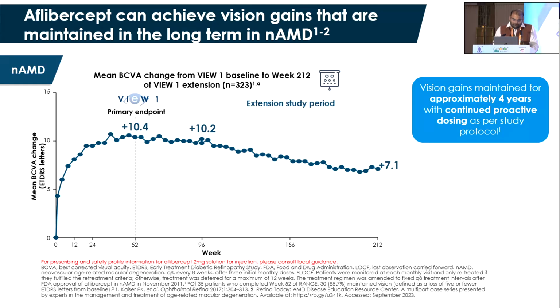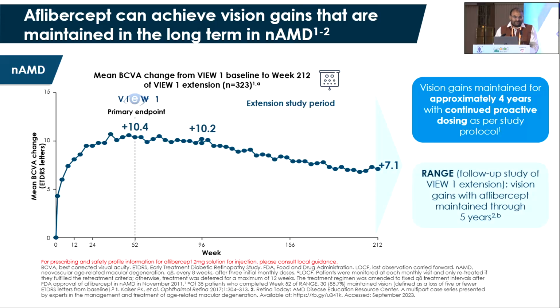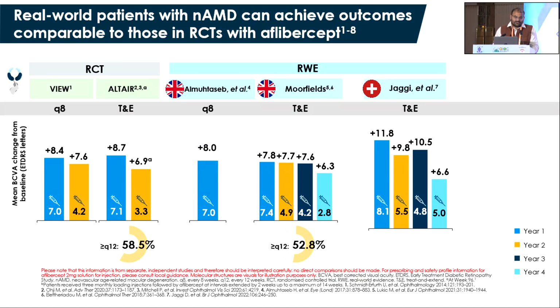Some data from the VIEW 1 study: at the end of 2 years, there was a 10.2 letter gain. In VIEW 1, aflibercept was given 8 weekly. There was an extension study period, and the patients were prospectively analyzed after 3 years; it was named RANGE. RANGE was a follow-up study of the VIEW 1 extension, and the vision gains with aflibercept were maintained through 5 years with continued proactive dosing as per study protocol, and after 5 years there was a gain of 7.1 ETDRS letters. So let's see what real world experience has to say.